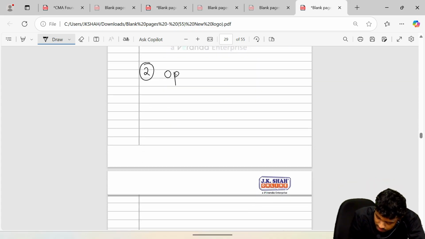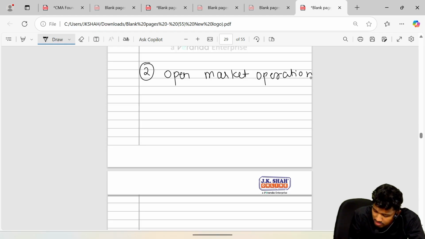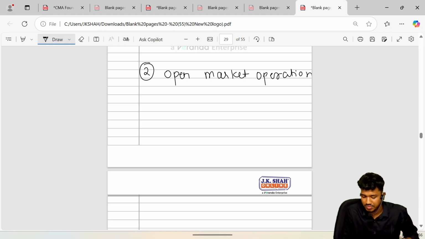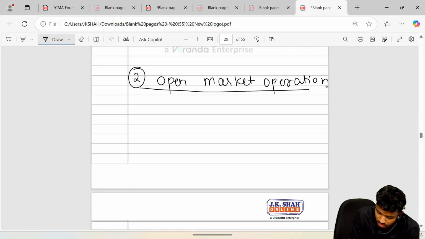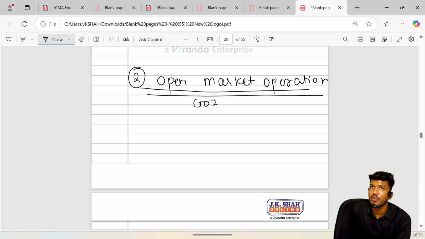Second, there is open market operations. What is open market operations? I'll tell you how it is. Now Government of India, government securities. It is basically concerned with government securities.